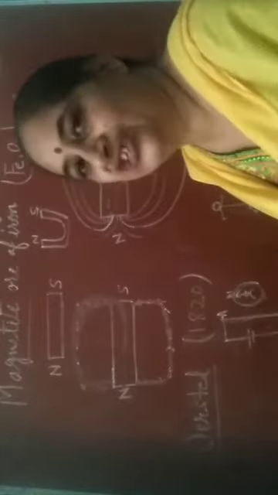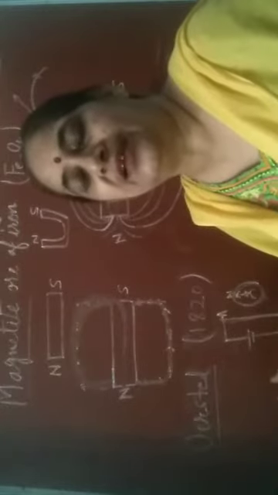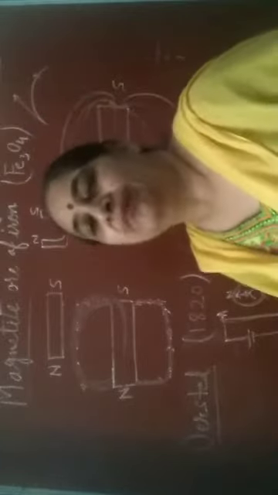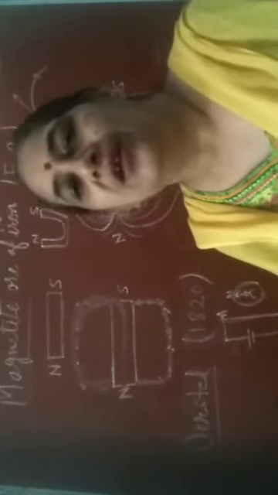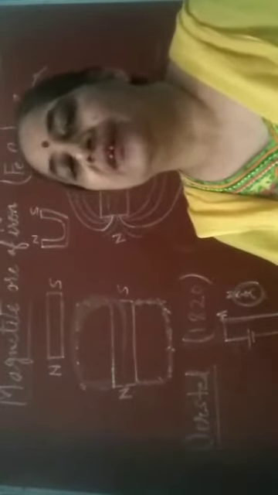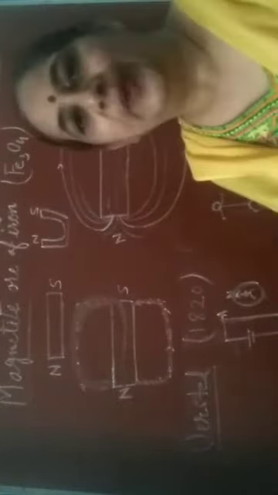So how will you prove? We will keep a compass needle here. You can see the deflection in the compass needle. If you place the compass needle very close to the conductor, deflection in the needle will show that the current carrying conductor behaves as a magnet. This effect, which is produced by passing electricity in a conductor, is called magnetic effect of electric current. So this experiment was done by Oersted in 1820.